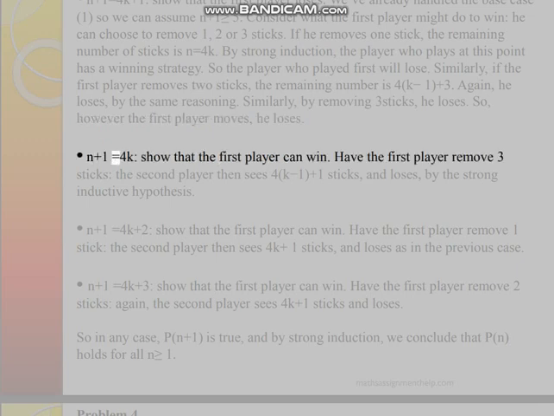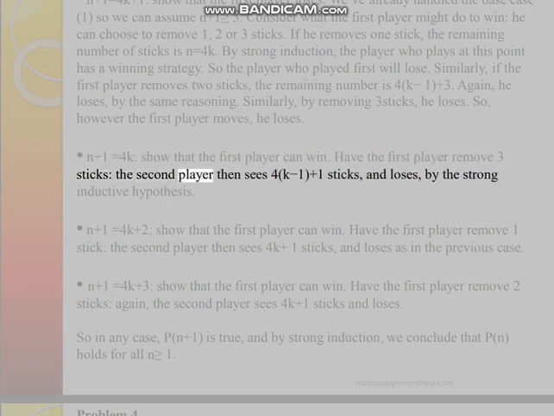Case 2: n+1 equals 4k. Show that the first player can win. Have the first player remove 3 sticks. The second player then sees 4(k-1)+1 sticks and loses, by the strong inductive hypothesis.